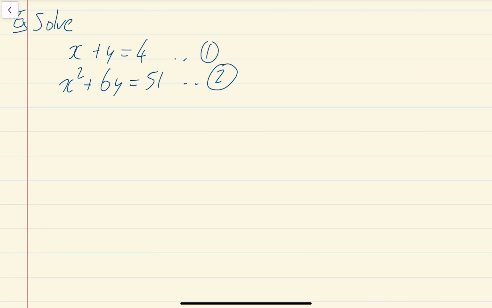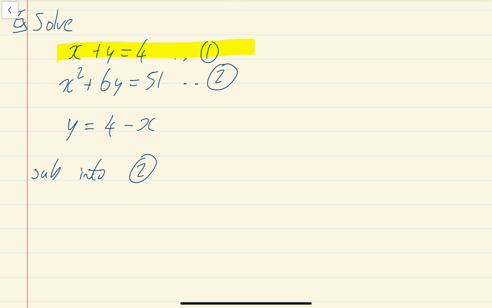This is a one linear, one quadratic simultaneous equation. So here, the first one is your linear equation because it's got no quadratic terms. The idea here would be to make y the subject. So rearrange and make that y equals 4 minus x. And then we would sub that into equation 2.